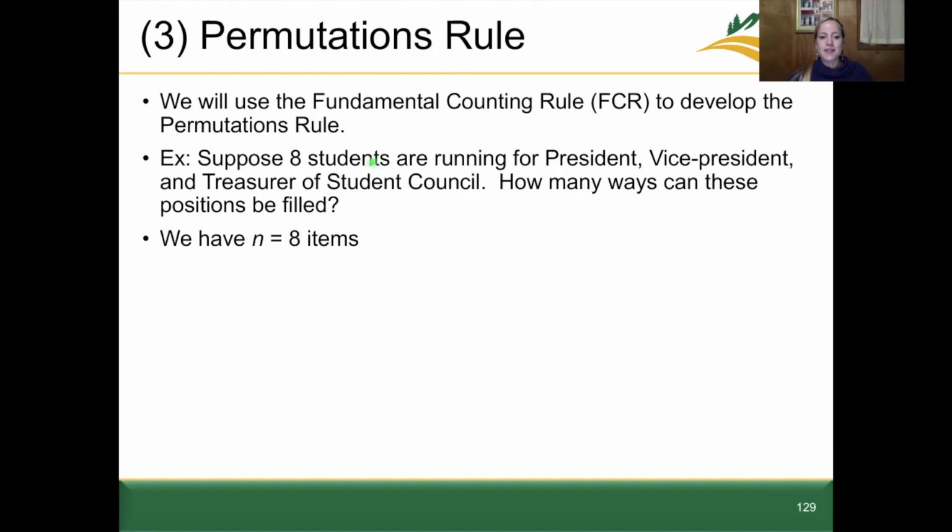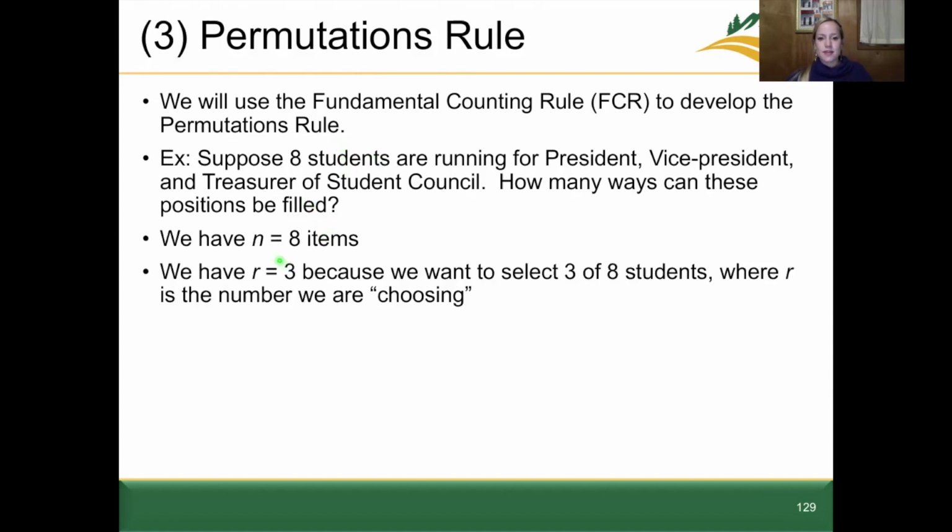Well, here we have 8 different items because we have 8 different students. A symbol you'll see when working with permutations and combinations is this lowercase r. Here we have r is equal to 3 for president, vice president, and treasurer because we want to select 3 of the 8 students for these 3 different roles. In other words, r is the number we are choosing.